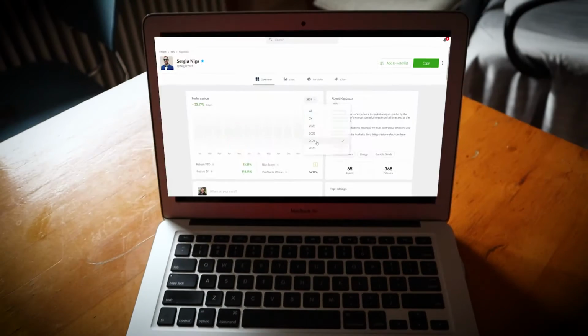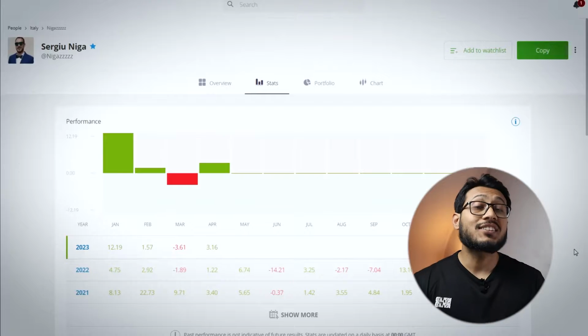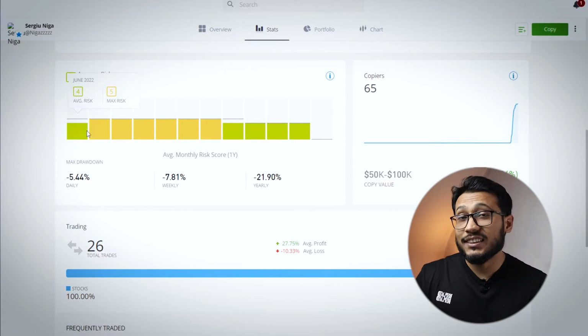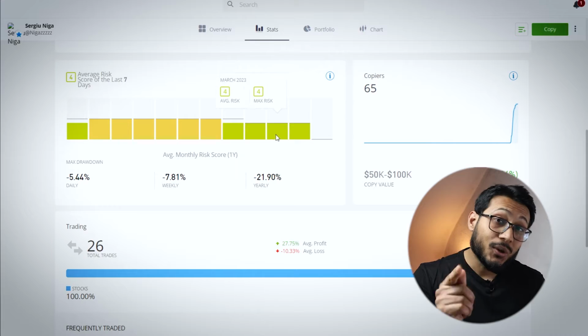Before you start copying a trader, it's crucial to analyze their trading history and performance. Look for traders with a proven track record and consistent results. Also consider the risk level of their trading strategy and ensure it aligns with your investing goals.